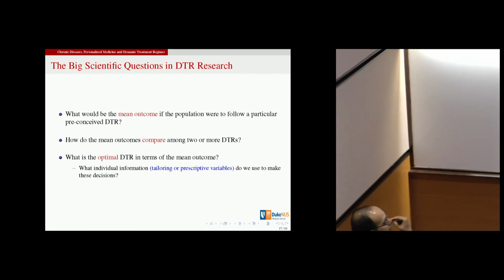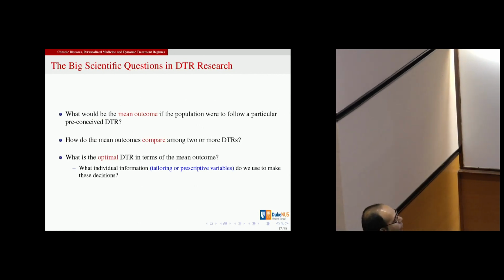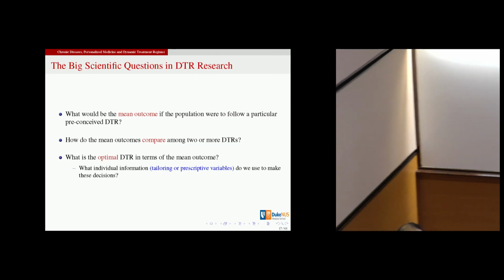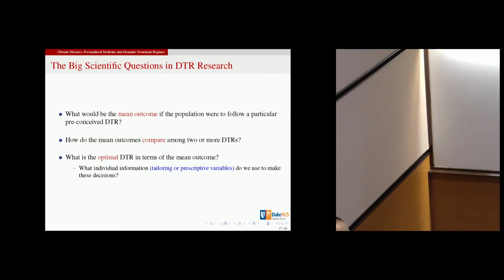The big question in DTR research is what would be the mean outcome if the population were to follow a particular preconceived DTR. We're talking about the mean because we first think about a continuous outcome. Other outcomes you can also deal with in different ways: you can work with a quantile of the outcome, or you can binarize things and so on. But the first thing is the continuous outcome, the simplest setting, and you think about the mean outcome of the population if the population were to follow a particular regime, a particular DTR.